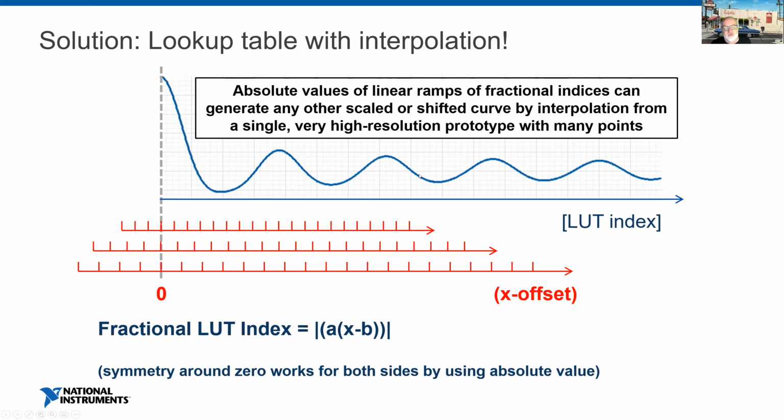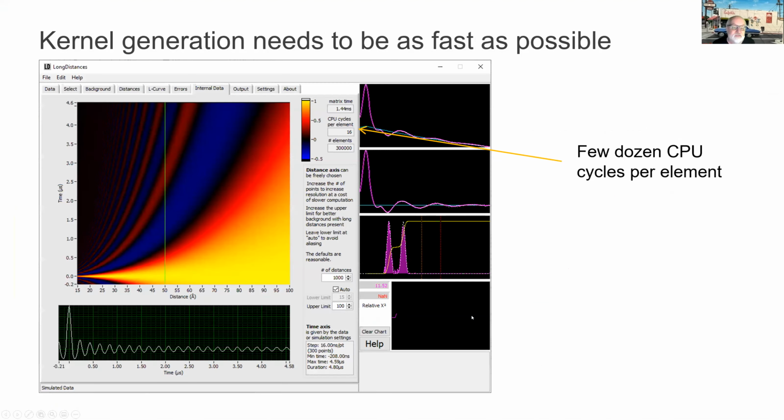What you can do is, after a while, you notice that it's similar for all distances. It's just like printed on a rubber band, stretched or contracted, right? So you can do a very high resolution lookup table, calculate that once, and it doesn't matter if it takes a minute. Then you index and interpolate into it with calculated values to get any other scaled form of that. One example is in this program.